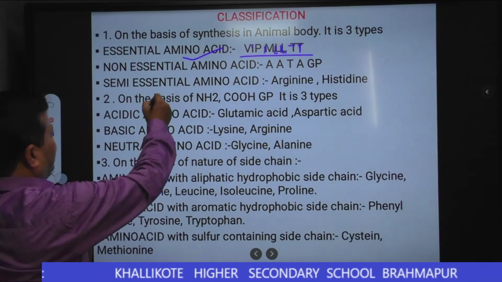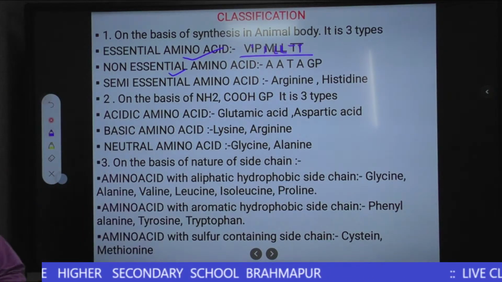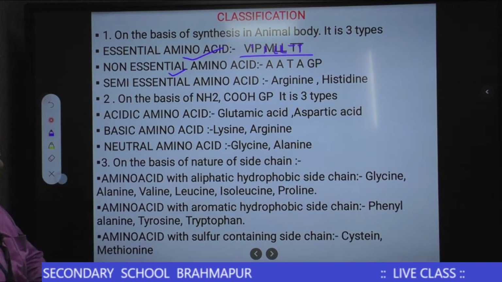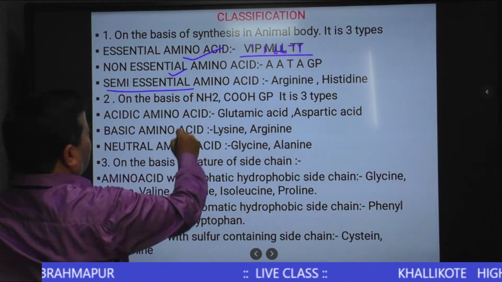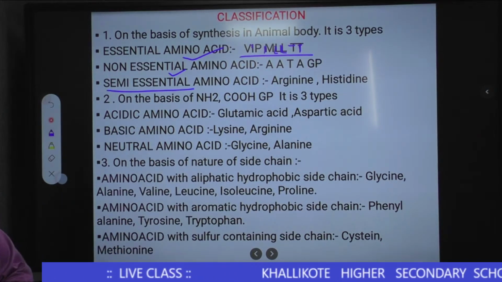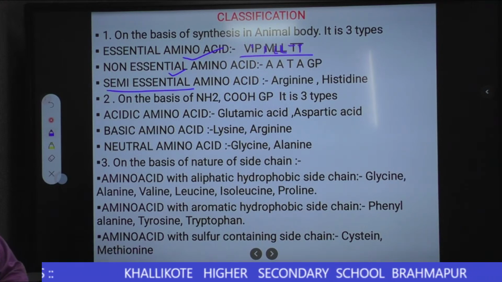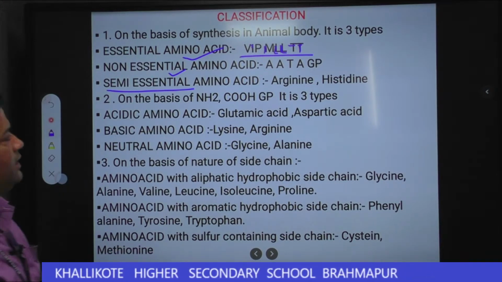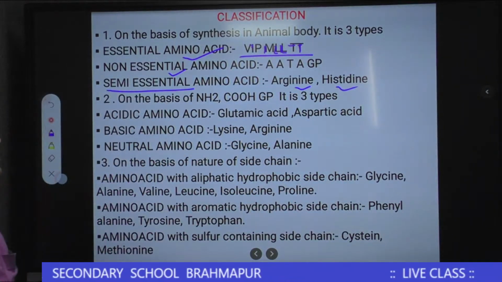Then non-essential amino acids, those amino acids which are synthesized in the human body, are called non-essential amino acids. And semi-essential amino acids, those amino acids which are partially synthesized in the human body and partially come through the diet, are called semi-essential amino acids. Especially arginine and histidine are semi-essential amino acids.